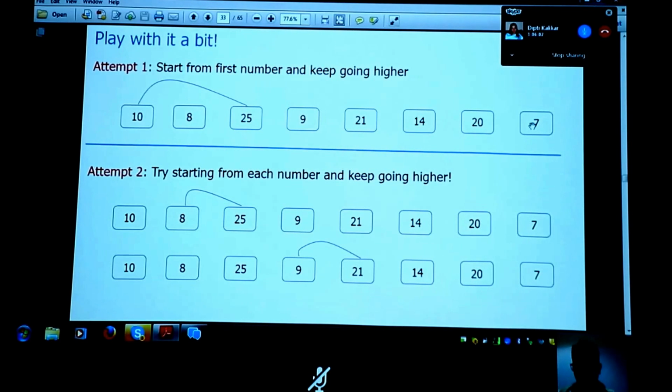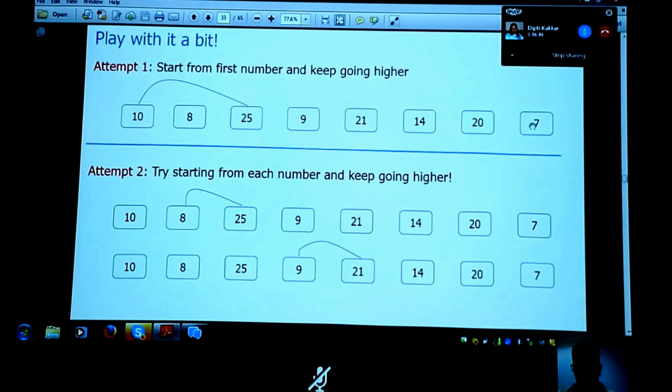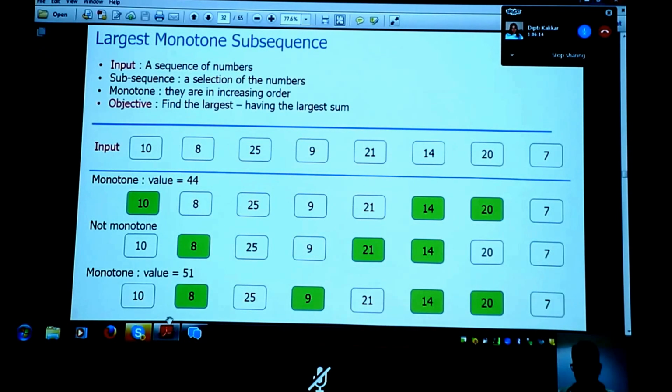But this is the algorithm: keep going as much as you can, starting from the first number. But as you can see, the sequence you are trying just stopped right now, right? So it gives you only 35 as the profit. However, we have already seen one with 51, right? So that's not the best.